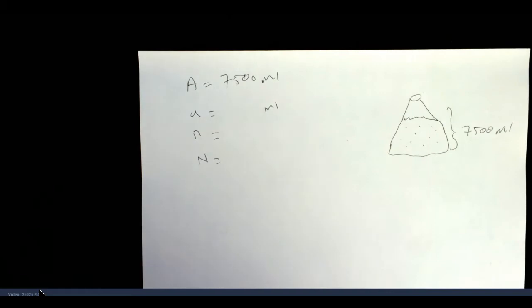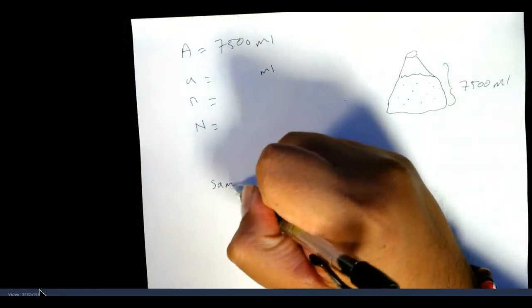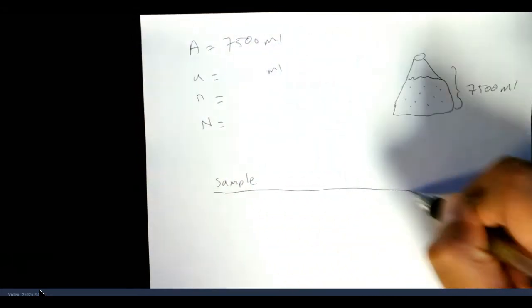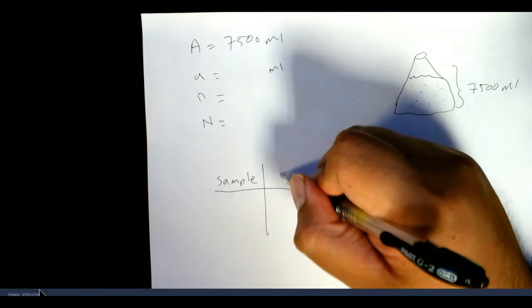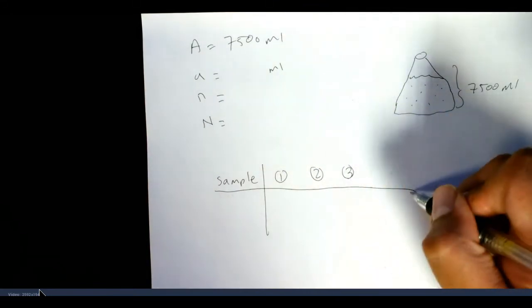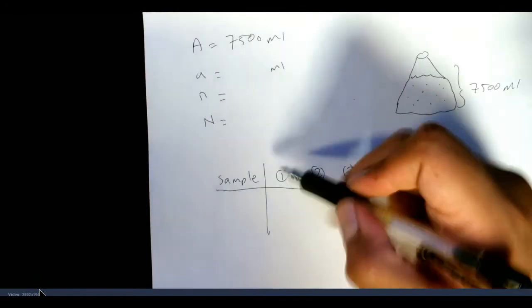So let's make a scenario where you take samples. This is sample 1, sample 2, sample 3. You could have more if you want.